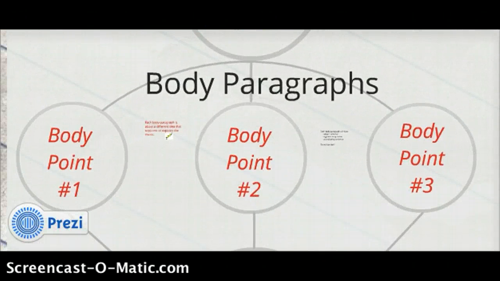Next, we have our body paragraphs. Usually you're going to be looking at between 2 and 3, in some cases 4 body paragraphs, depending on how much information you have to say about that main thesis. Each point will be in its own paragraph, and you won't mix them in one paragraph. They'll each have their own separate paragraph.